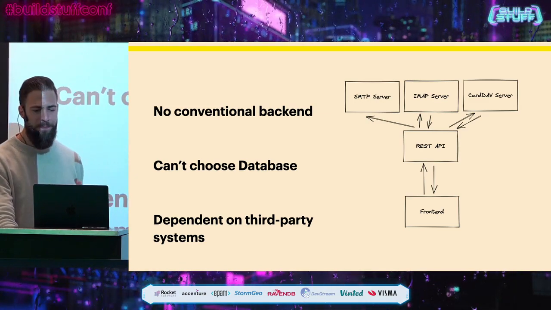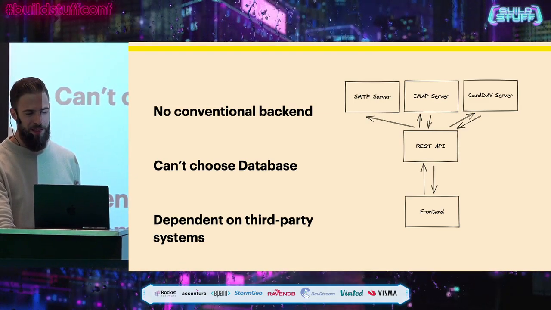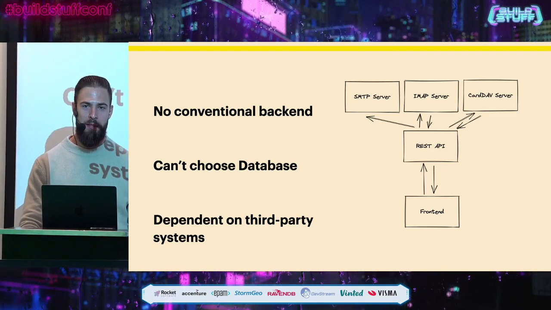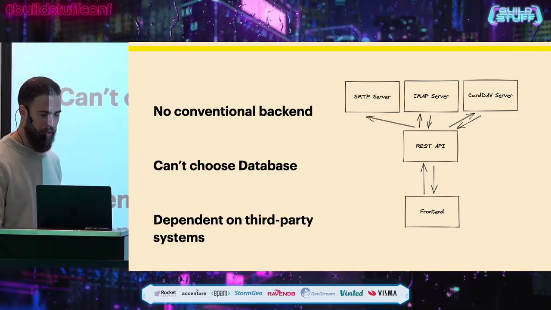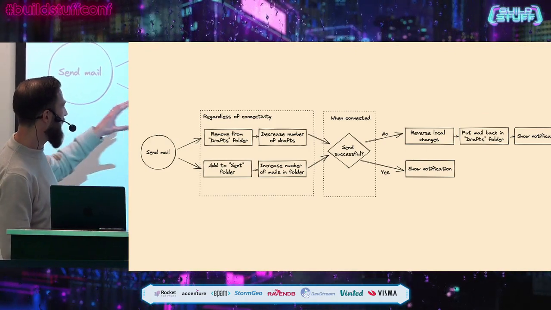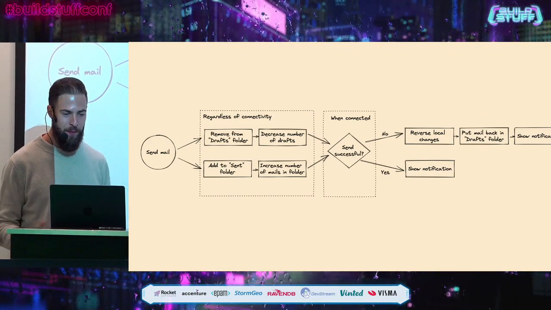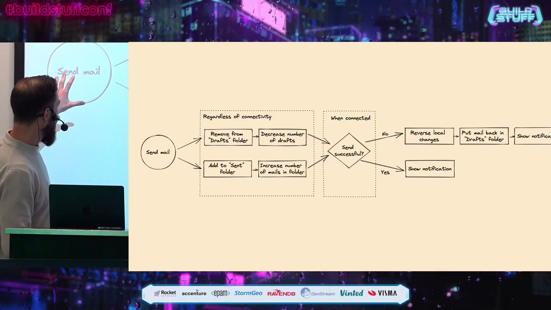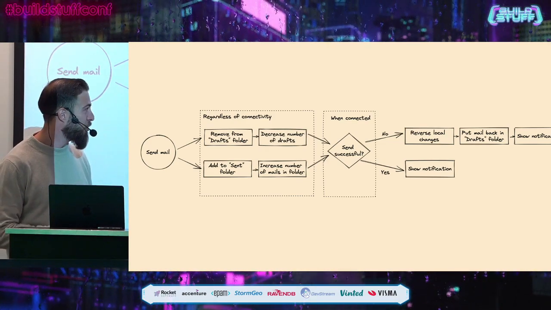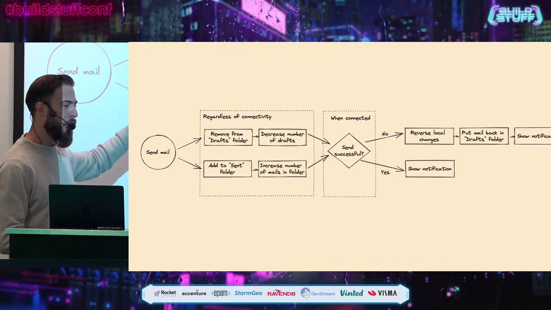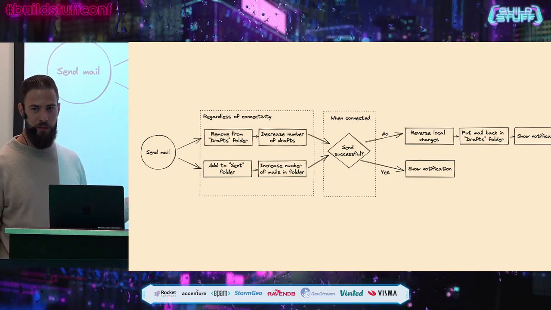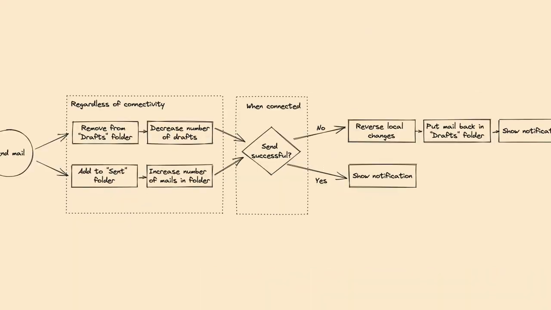Also, we had a very specific idea of how it should work in the front end. So let's take this little use case of sending an email. If a user sends an email, then it should do those things regardless of whether there is an internet connection or not, right? So it should remove the email from the drafts folder. It should decrease the number of active drafts. It should add the email to the sent folder and increase the number of emails in that folder.